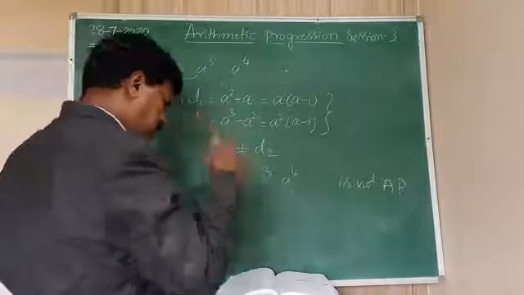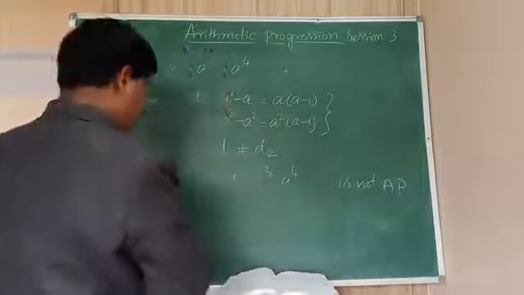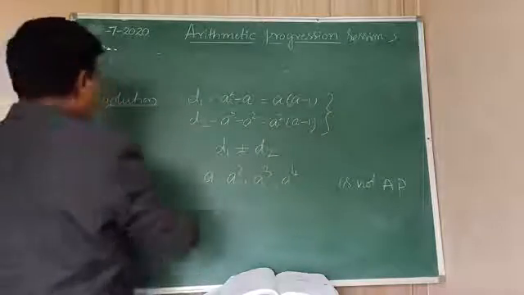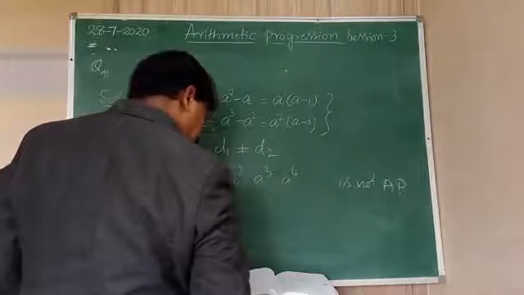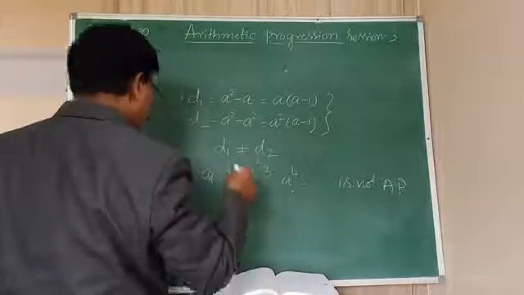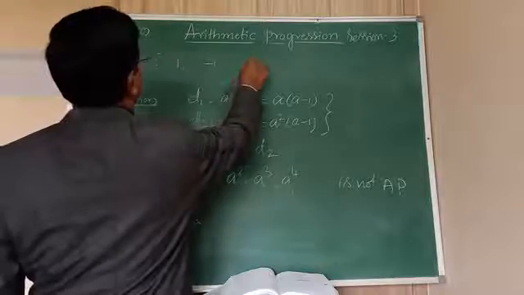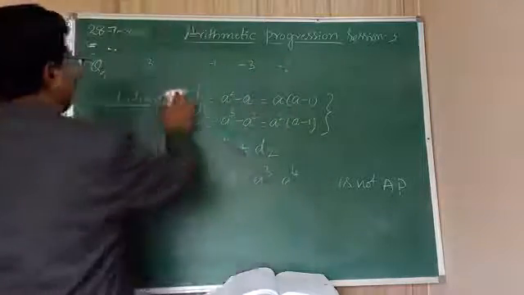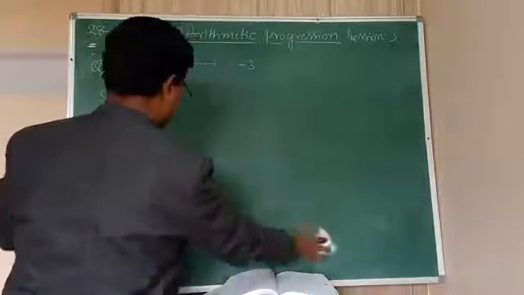Finding the terms of the AP. Now, next one is Q4, that means question number 4. Which of the following form an AP? And find the common difference. 3, 1, minus 1, minus 3, and so on. Does this form an AP?